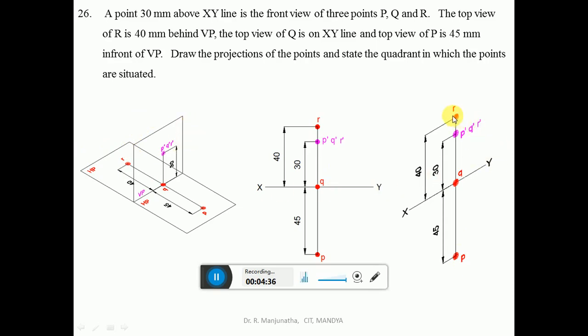So here P dash and P are projected in the first quadrant, so the point P is in first quadrant. R dash and R are in the second quadrant, so the point capital R is in second quadrant. When you rotate this HP down, even in the second quadrant, Q dash and Q will be here only. Therefore, point capital Q lies in first as well as second quadrant. So this is how we can analyze this problem.